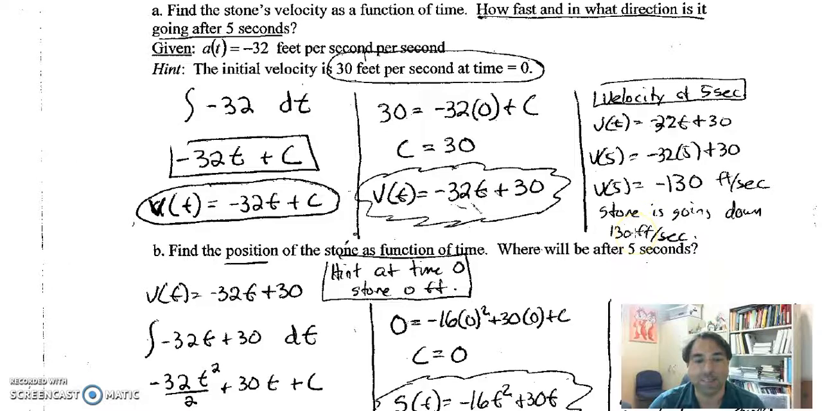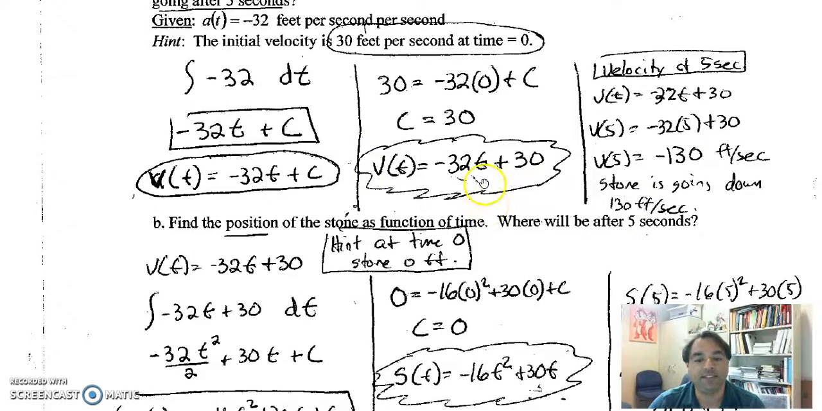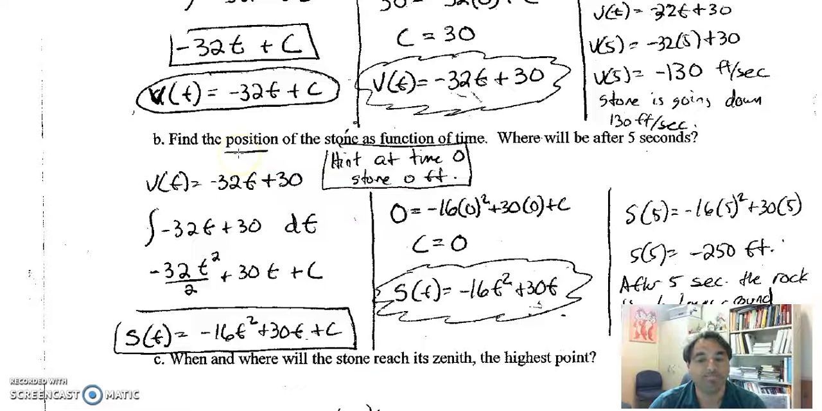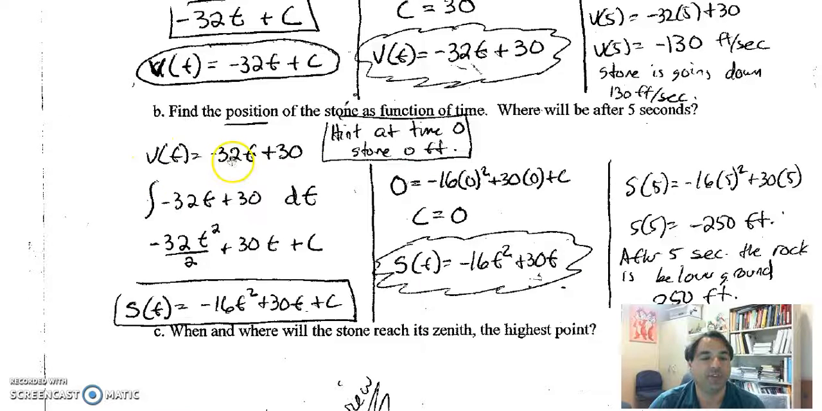Now that we have the velocity function, we're going to work backwards to find position at 5 seconds. We know that at time 0, the stone was on the ground, let's say at 0 feet. So our velocity is negative 32t plus 30. We take the integral of negative 32t plus 30 with respect to t. To take the integral of negative 32t, the negative 32 stays. The integral of t to the 1, add 1, you get 2 divided by 2. The integral of 30 is 30t. And then don't forget your plus c.